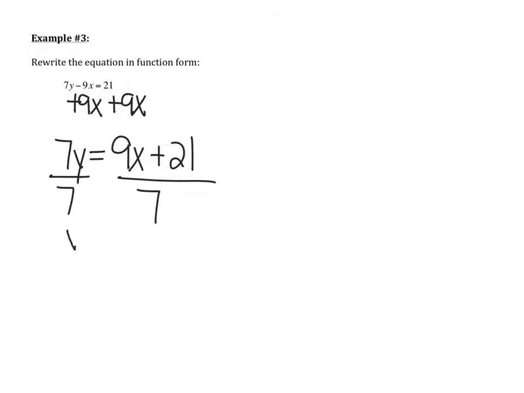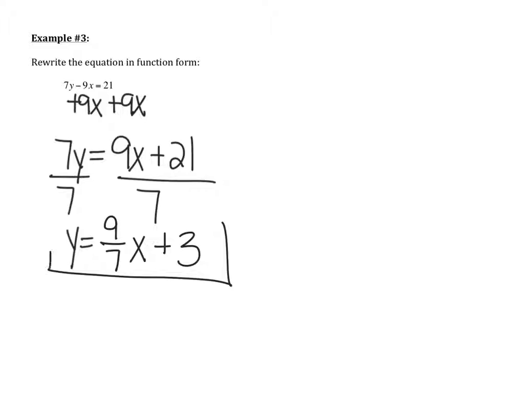Remember, I'm going to divide the entire right side by 7, so I'm going to take the 9 divided by 7 and the 21 divided by 7. So 9 divided by 7 is 9/7, and I still have that x. It was 9x divided by 7, so 9/7 x. And then 21 divided by 7 is 3. So my function form of that original equation is y equals 9/7 x plus 3.